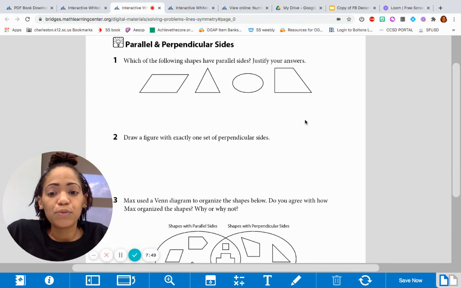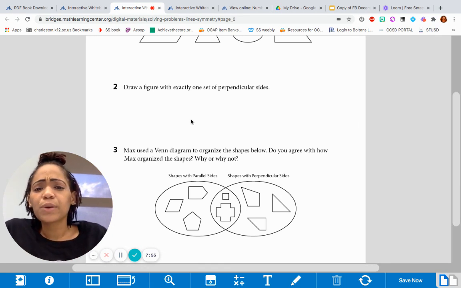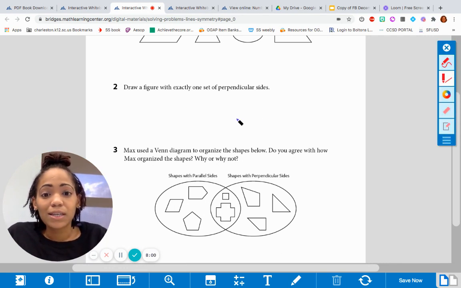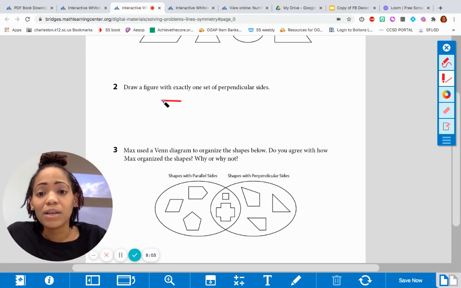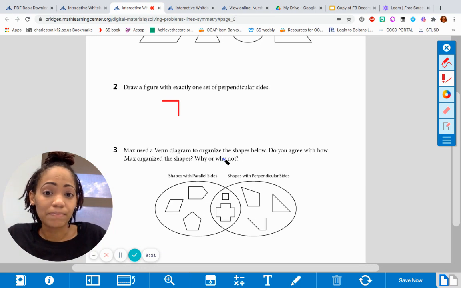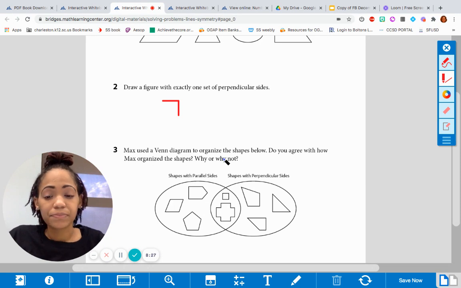Okay, I'm going to keep moving because you guys are going to stop this video and work on this independently. Draw a figure with exactly one set of perpendicular sides. What do we know about perpendicular? It's going to form a right angle. I'm going to try to make it as straight as possible. You might want to start off with a corner, which is a perpendicular side, and then figure out what shape you're going to create from there. And I wonder how many different ones you can make. So that's a challenge for you.